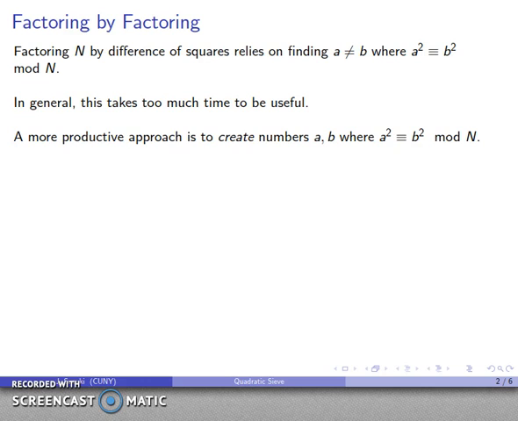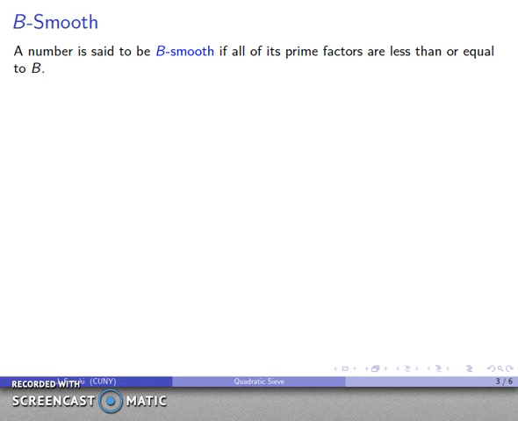A more productive approach is to create such numbers whose squares are congruent mod n. And we'll approach that in the following way. We'll introduce the following term. A number is said to be B smooth if all of its prime factors are less than or equal to whatever the number B is. And we can choose B to be arbitrary. So this suggests the following approach to factorization.